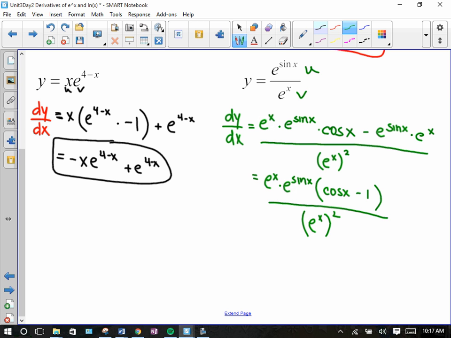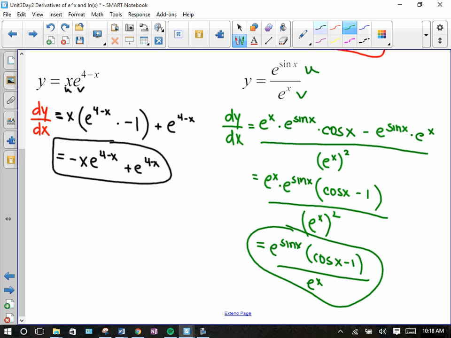Then the only thing that I can do there is simplify that a little bit more. E to the x cancels out with this e to the x, so I'm left with one more e to the x on the bottom. This will be e to the sine x times cosine x minus 1 divided by e to the x. Questions about that?